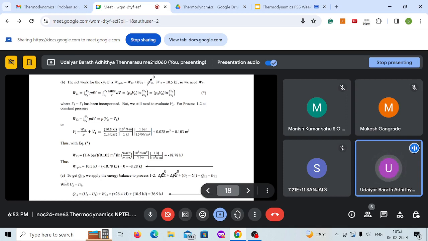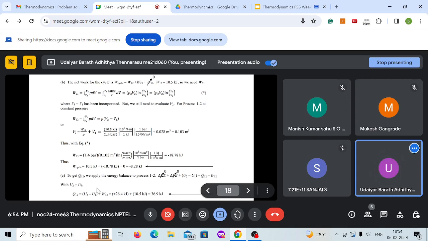The next question was to find the heat transfer occurring in process 1 to 2. For that, you can write the first law: change in energy of the system. There you are asked to neglect the kinetic energy and potential energy. So it will come out to be the internal energy U2 minus U1. So U2 minus U1 equals Q12 minus W12. In most cases, you will be neglecting the kinetic and potential energy, so you'll be left with the change in internal energy equal to the net difference between the heat transfer and the work transfer. So U2 minus U1 equals Q12 minus W12.